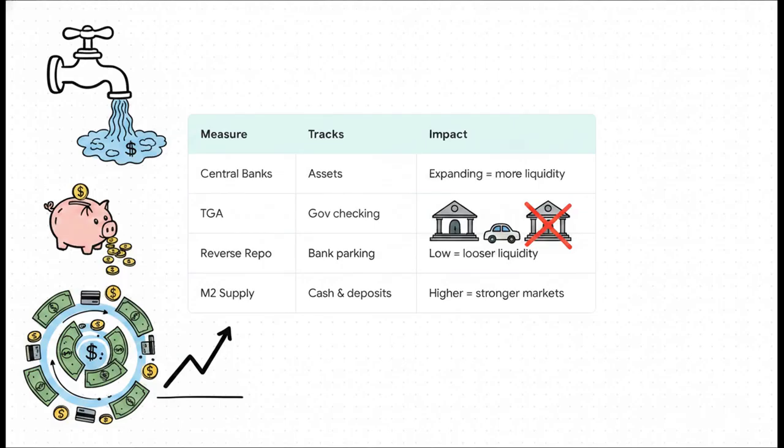Second is the U.S. Treasury General Account, basically the government's massive checking account. When that balance is low, that cash is out in the wild, which means more liquidity. Third, we have the reverse repo facility. Think of this as a giant overnight savings account for banks. If less cash is parked in there, liquidity out in the broader market is looser. And finally, the M2 money supply. This is the total cash and deposits circulating out there. Higher M2 generally means stronger markets.